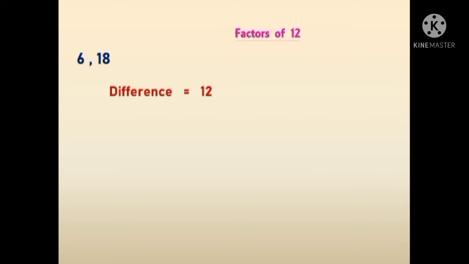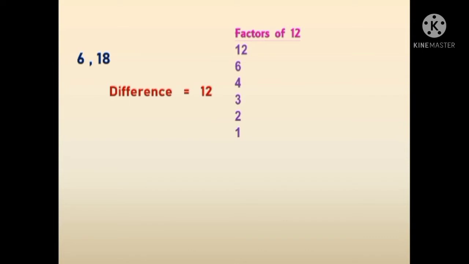If we multiply 1 and 12, we will get 12. So, in the factors of 12 list, let us include 1 and 12. Same, if you multiply 2 and 6 also, we will get 12. If we multiply 3 and 4 also, we will get 12. So, in the factors of 12 list, we will get 12, 6, 4, 3, 2 and 1.